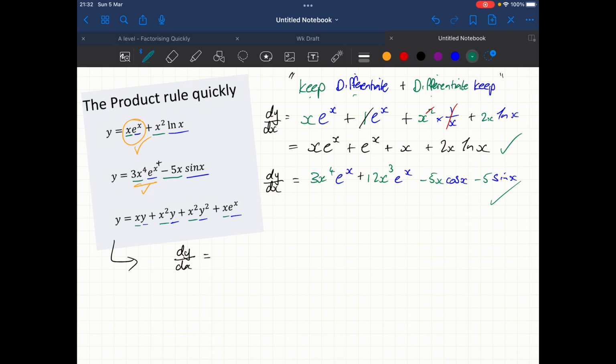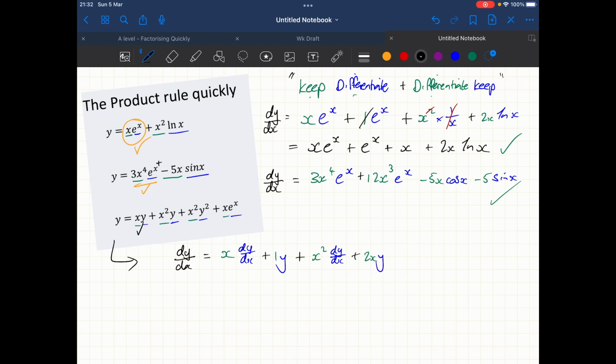So keep, differentiate. This is implicit differentiation if you're wondering where that comes from. Keep, differentiate. So now we need to do differentiate and keep. So that's the first bit done. Okay, let's do the next bit. So x squared, keep that. Differentiate the y. Again, it's implicit differentiation. It's going to be dy/dx. And then differentiate and keep.